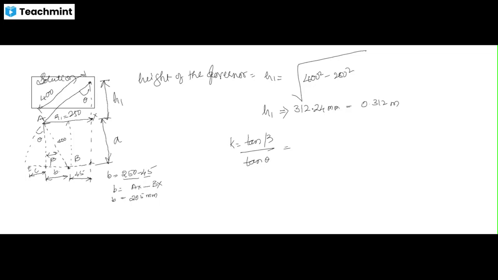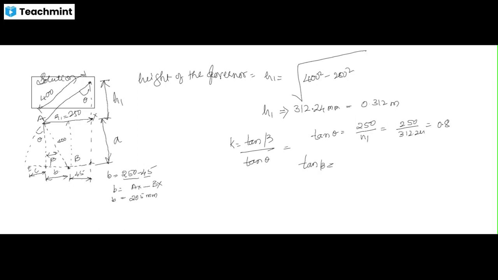What can we write for tan theta? Tan theta equals 250 divided by H1. We have already calculated the value of H1, so this is 250 divided by 312.24. Calculate how much you are going to get. 0.8. Okay. Now similarly find out tan beta.